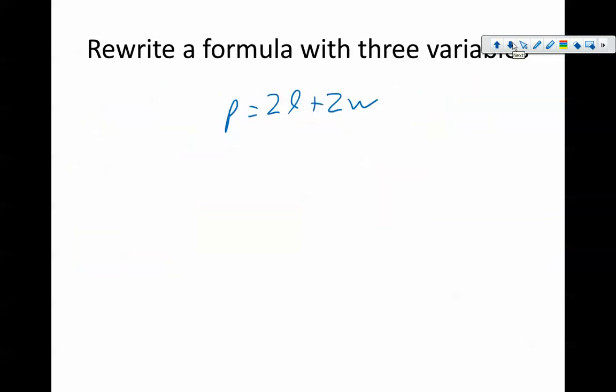Let's look at solving something with 3 different variables here. So this is the formula for the perimeter of a rectangle. This is the perimeter of a rectangle.